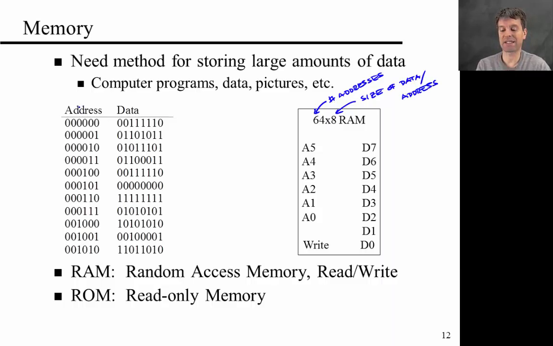So examples of addresses and data are shown here on the left-hand side. The address itself is a 6-bit number, and the data here is an 8-bit number. And RAM, of course, as you know, stands for random access memory, so I can read and write to that memory. What I want to do in this brief video is construct a simple RAM.